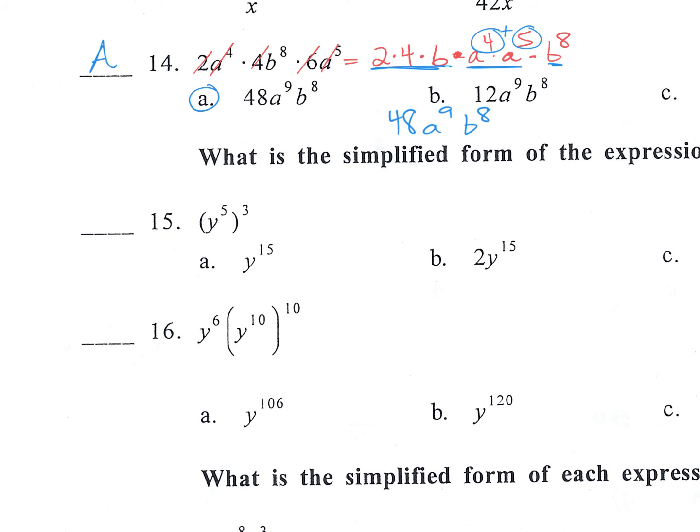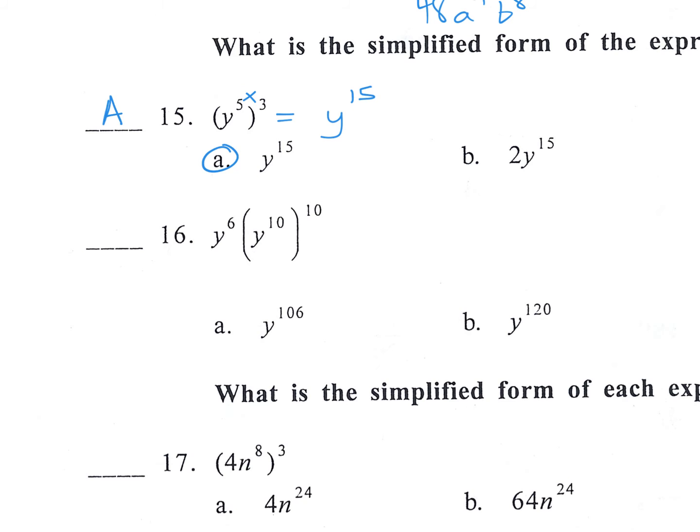Okay, moving into 15, I see parentheses. That means multiply: y to the 5 times 3, or y to the 15. Again, answer choice A. On number 16, parentheses, do that first.